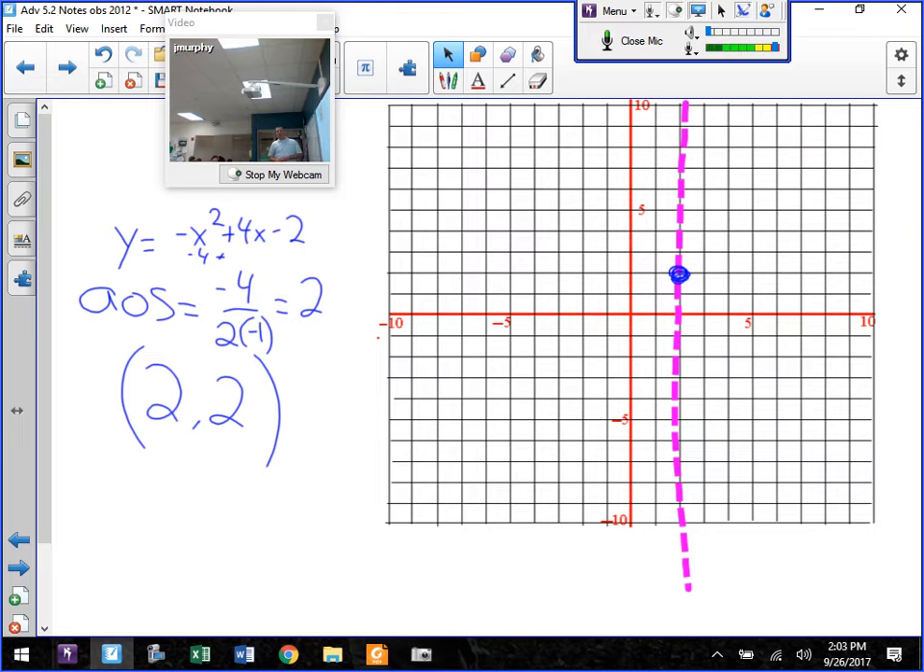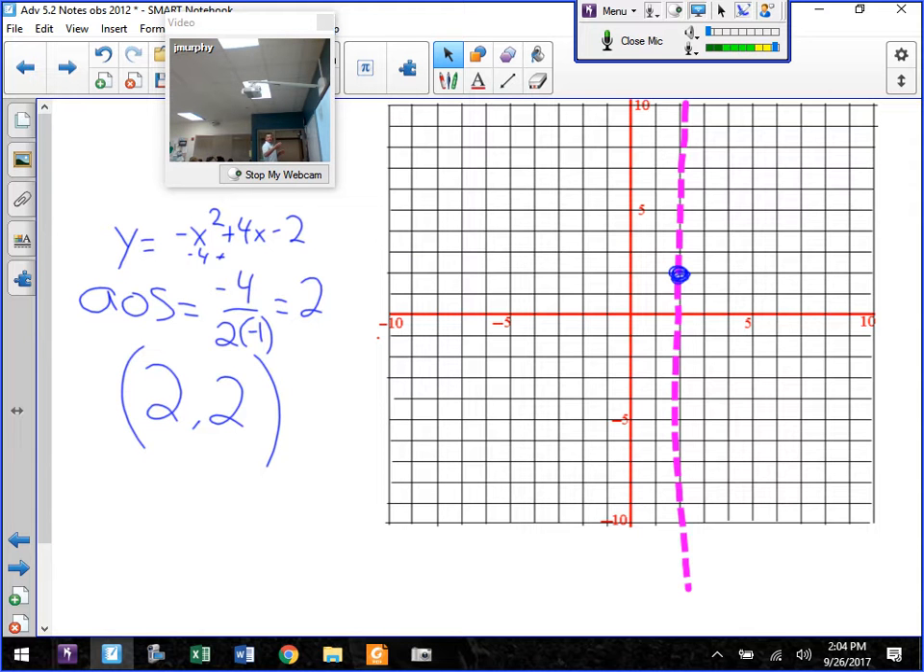My a value in this case was what? It's negative 1, which means what direction is this going to go? It's going to go down. It's going to go down like a crown. Okay? Now, my next points to either side, left or right of it, are also pretty easy to use.